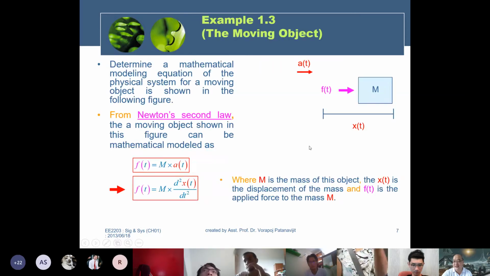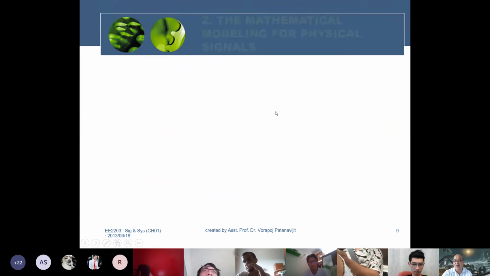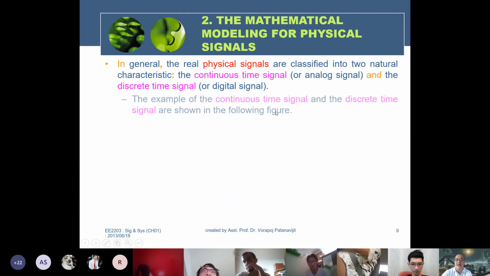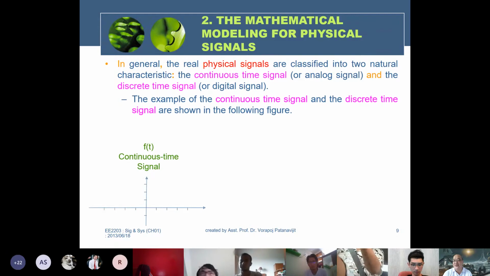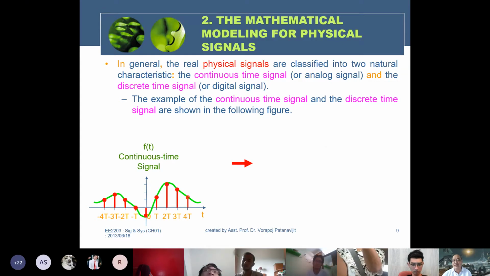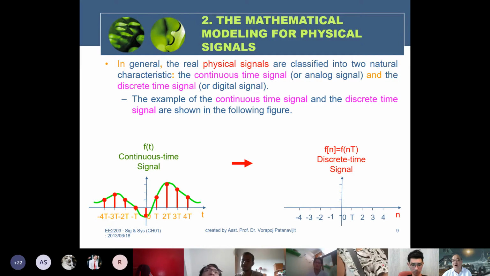Now, that is for the system. For the signal, what is the signal? In general, real physical signals are classified into two natural characteristics: the continuous time signal or analog signal, and the discrete time signal or digital signal. Examples of the continuous time signal and the discrete time signal will be shown here.